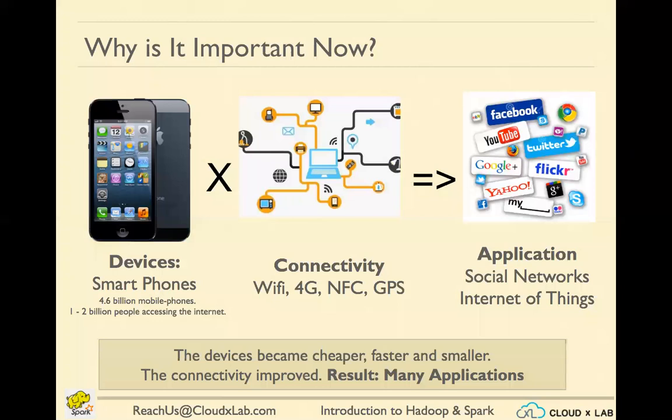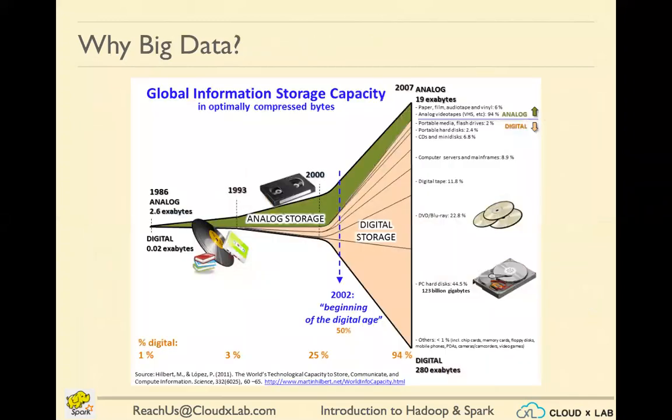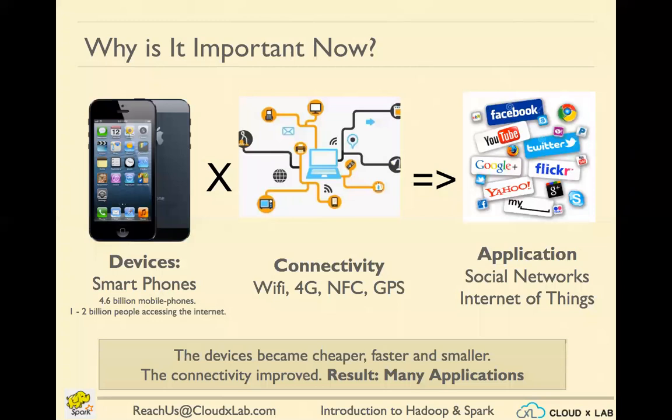Big data is important now because we have got humongous data. And why did we get humongous data? Because we got powerful devices, smart devices, and every device. The manufacturer's goal is to make it cheaper, faster, and smaller.